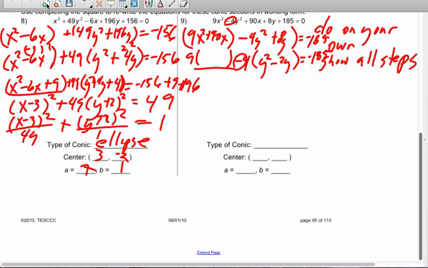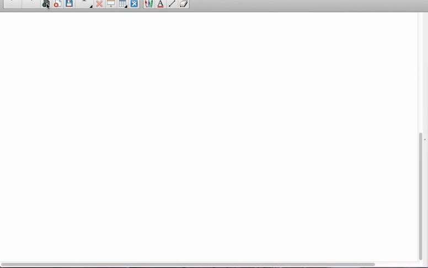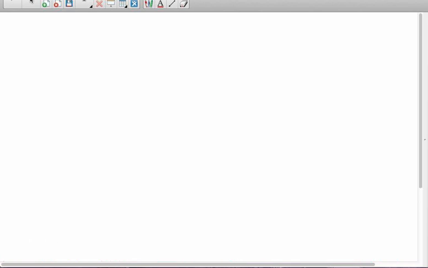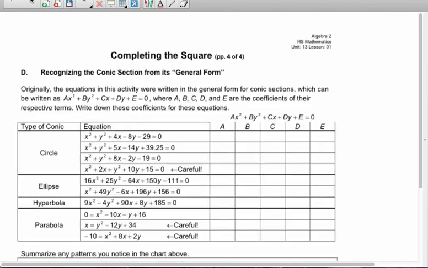Okay, let's take a quick look at page number 4 then. Really? Oh, man. There we go. All right.